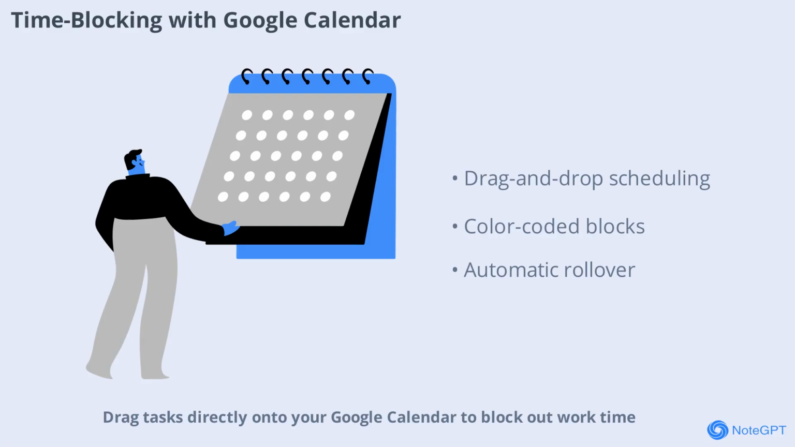Drag tasks directly onto your Google Calendar to block out work time. Adjust durations, set hard deadlines, and color code your task blocks for clarity. Missed tasks roll over automatically so nothing slips through the cracks. Use the busy status to protect your focus time from meeting invites.